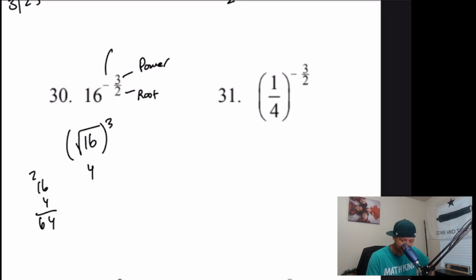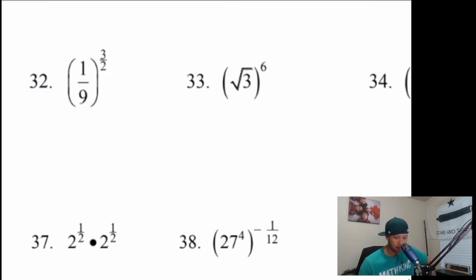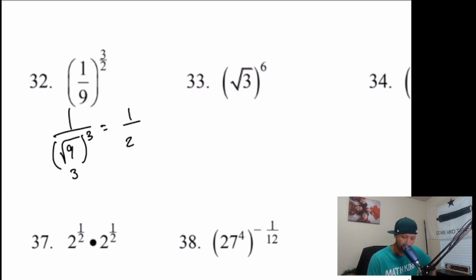But because the exponent is negative, we'll have to use the reciprocal. So 1 over 64. All right, next, 9 to the negative 3 halves power. So 1 over 9 to the 3 halves, which is the square root of 9, cubed, over 1. 1 to the 3 halves power is just 1. So what's the square root of 9? 3. And 3 cubed is 27. So 1 over 27.